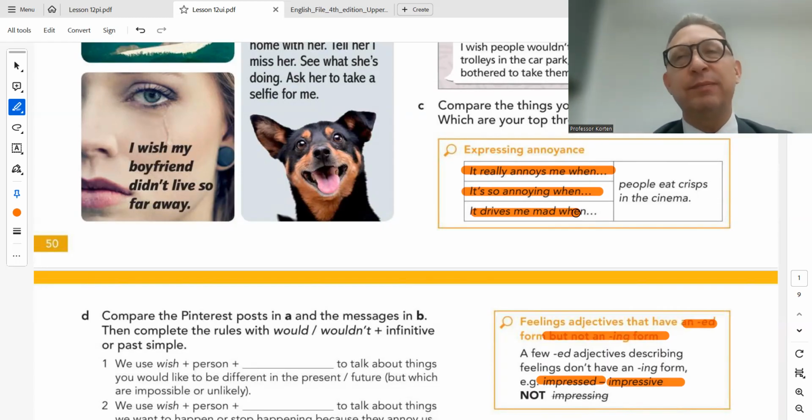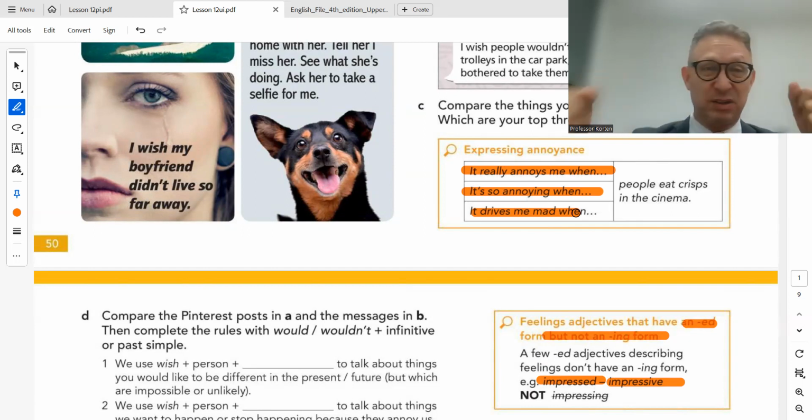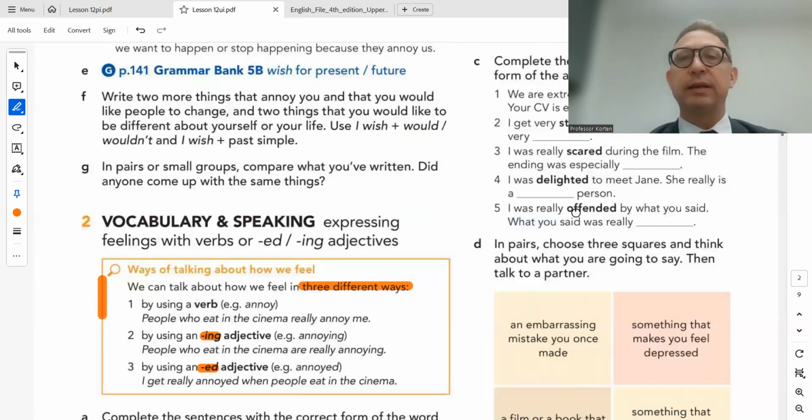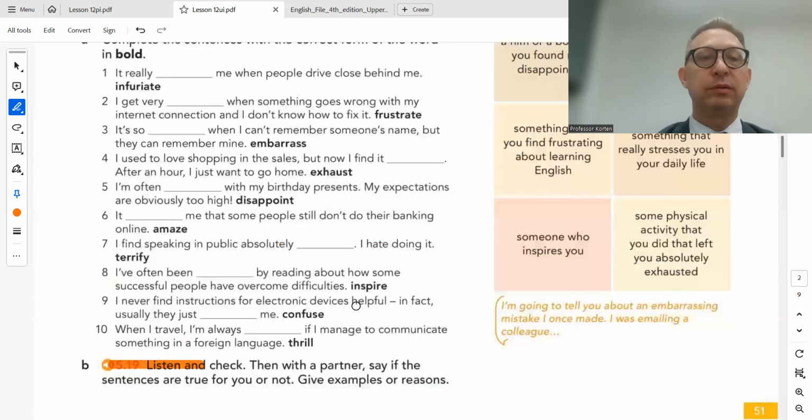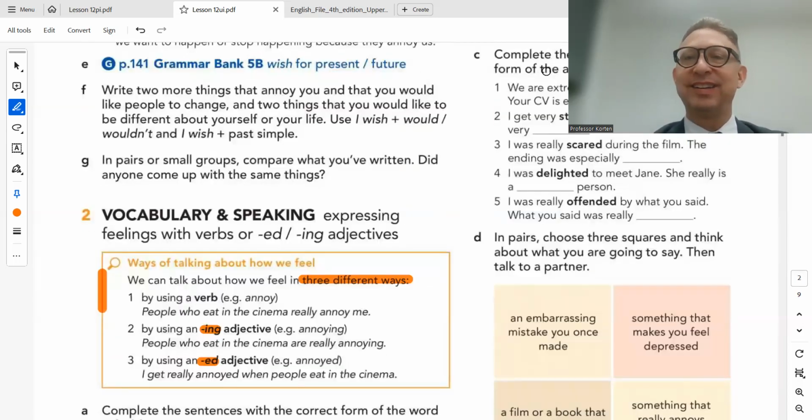It drives me crazy when people drive very recklessly, really crazy drivers. All right. Now, here we have, maybe we'll do this together. Number 1, you're going to complete sentences with a form of the adjective in bold. So we are extremely impressed by your CV. Your CV is extremely impressive.